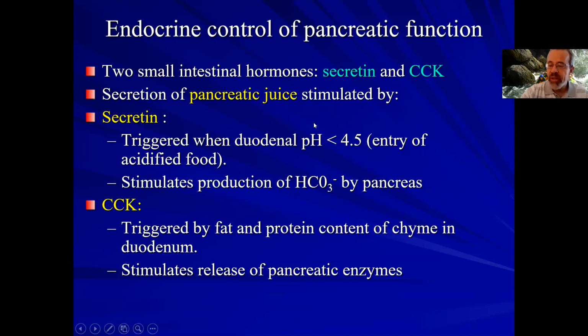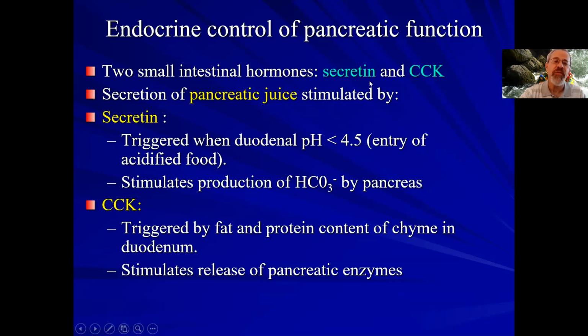So how does it work? First of all, we don't want enzymes being produced at any time, right? Much like we found with the stomach, pepsin is only produced when there's food in the stomach, and then HCl gets secreted as well, right? That's the only time we want it. Same thing with amylase. So how does this work here?